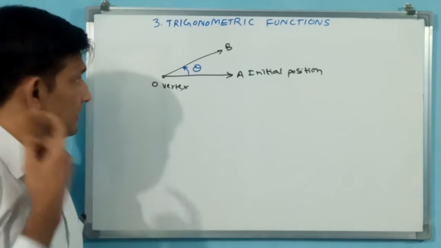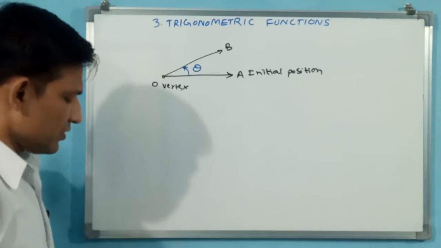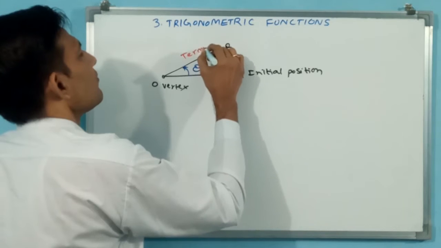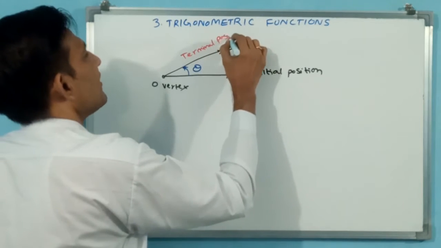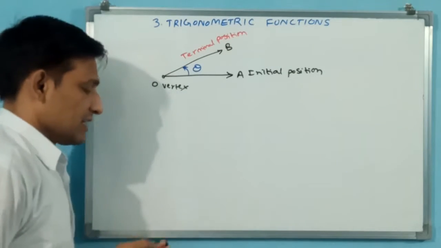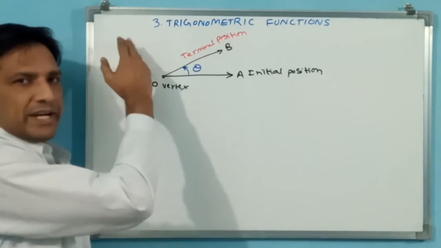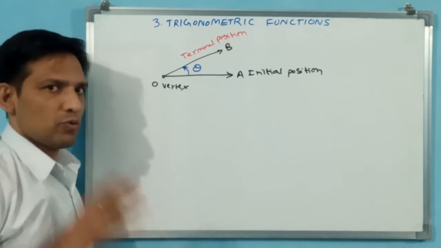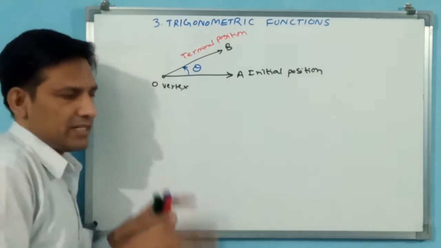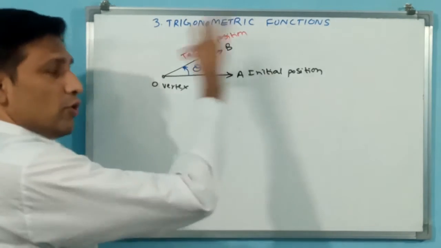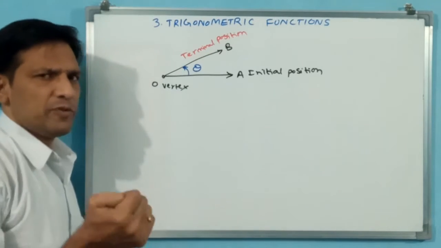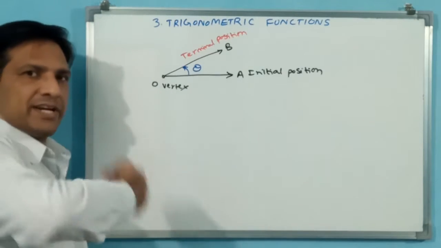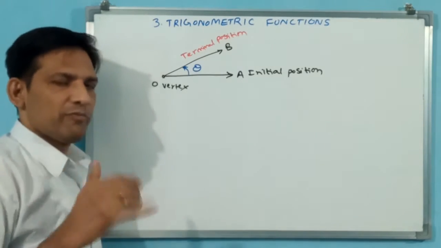Theta is an angle. The first is the initial position, and this position we can call the terminal or final position. This ray we have rotated, but the direction is also very important. Rotated means the vertex is kept constant and we have rotated. If you rotate completely it is going to become a circle, as you know very well. OA is going to become the radius and you can rotate it like a circle.